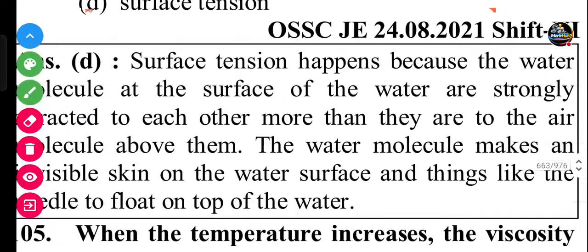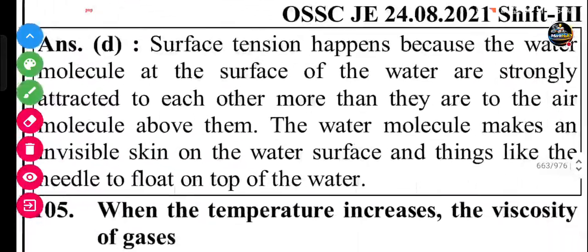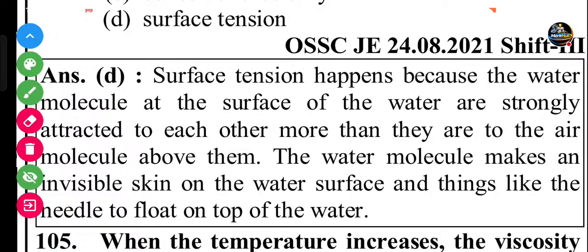Here is the explanation. Surface tension happens because the water molecules at the surface of the water are strongly attracted to each other, more than they are to the air molecules above them. The water molecules form an invisible skin on the water surface and allow things like the needle to float on top of the water.